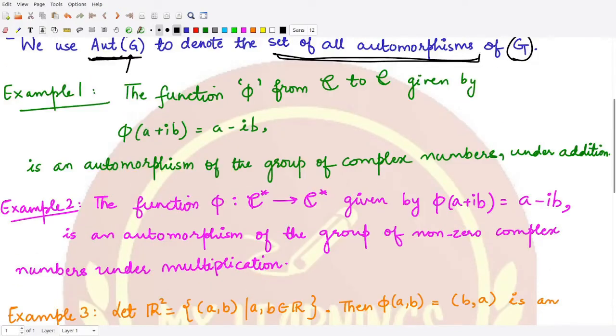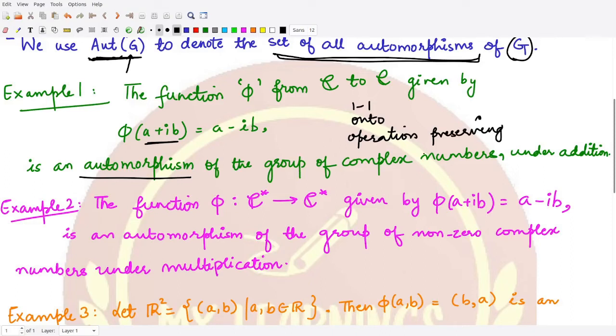For the first example, we define the function phi from the group of complex numbers to the group of complex numbers. When we input the element a plus ib, which is a complex number, the result we get is its conjugate, a minus ib. So this mapping is an automorphism of the group of complex numbers under the operation of addition. Why is it so? You can check that this mapping is one-to-one, onto, and operation preserving, and we are defining it from the same group of complex numbers to itself. So this forms an automorphism.